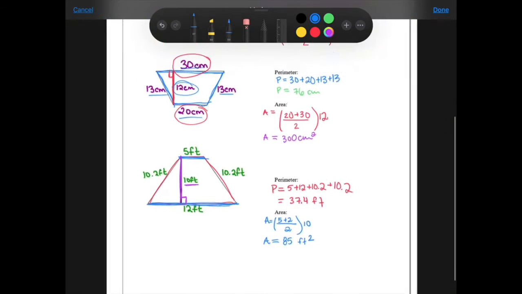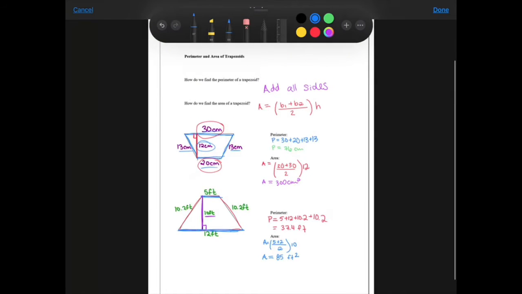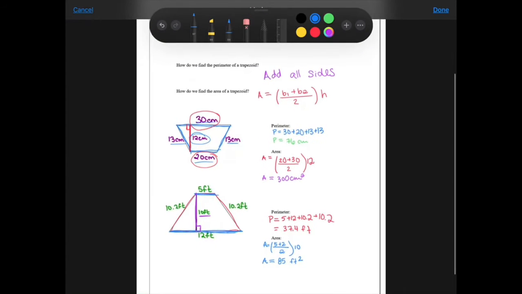Alright, so that's it. That's all you have to know for area and perimeter of a trapezoid. Perimeter has not changed, and the area formula is all we have to remember for this. So as long as you know that, it should be pretty easy to plug it in and solve using this, okay?